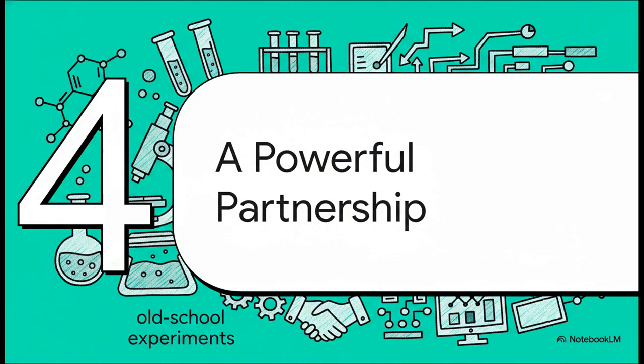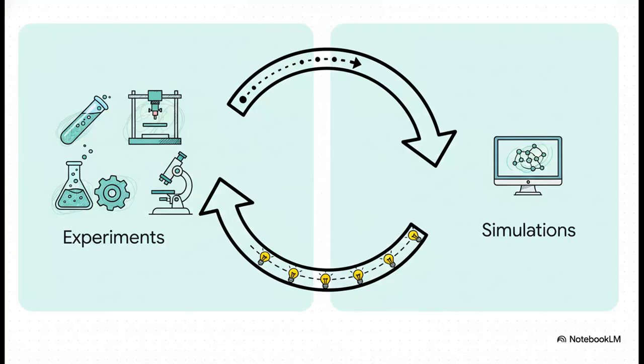Now, you might be thinking that these supercomputers are making old-school lab experiments obsolete, but that couldn't be further from the truth. What's really happening is that they're forming this incredibly powerful partnership. You can see this perfect feedback loop right here. The real-world experiments provide the ground truth. They give us the hard data that we use to make sure our computer models are accurate, and not just making stuff up. Then, the simulations give us the why. They explain what we're seeing in the lab and let us run 1,000 what-if scenarios, which makes our next physical experiment that much smarter and more focused.